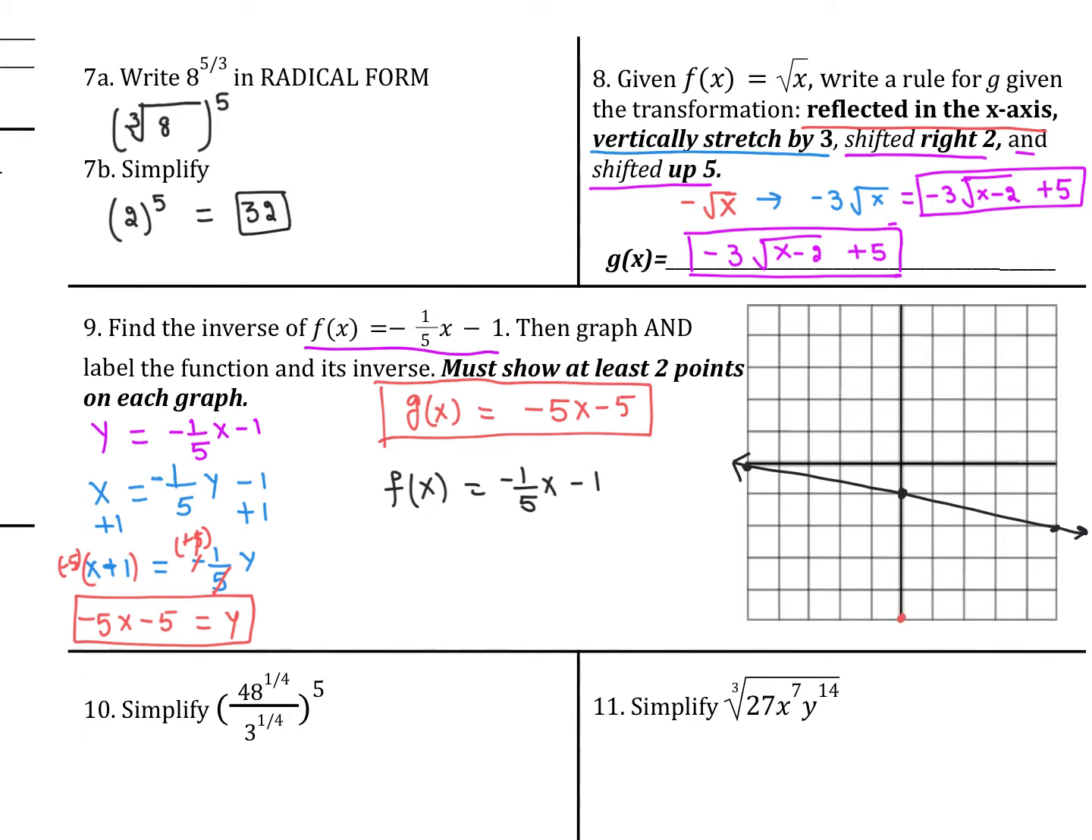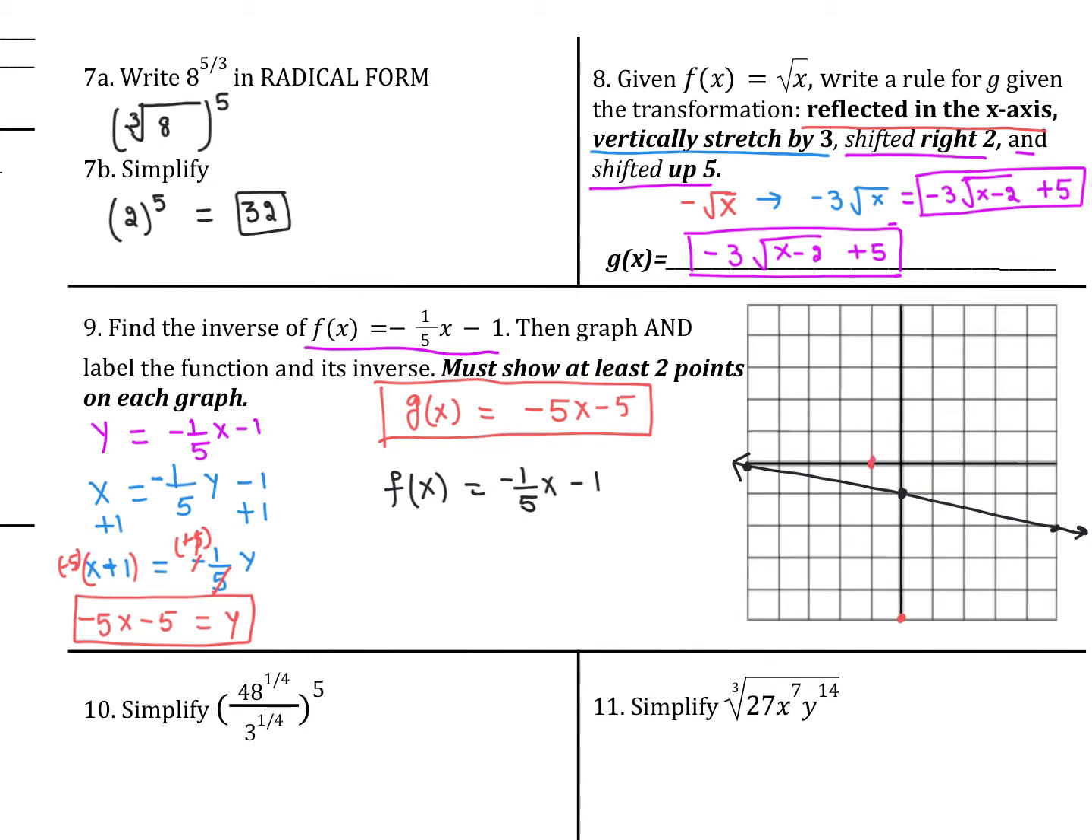And my slope is going to be negative 5 over 1. So you're going to go up 5 over 1 on the negative side. So 1, 2, 3, 4, 5 over 1. So this is my next point.